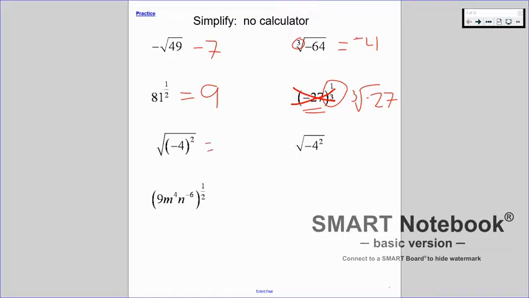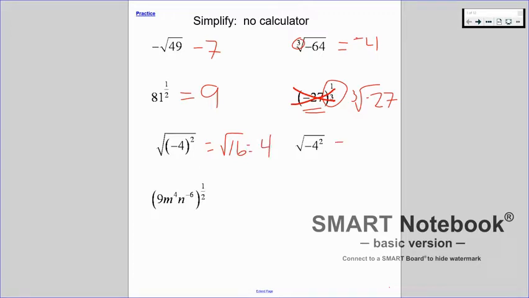Next one over here on the left is the square root of -4 squared. Because the squared is inside of the radical sign, we're going to square first. So it ends up being the square root of 16, so we end up with an answer of 4.